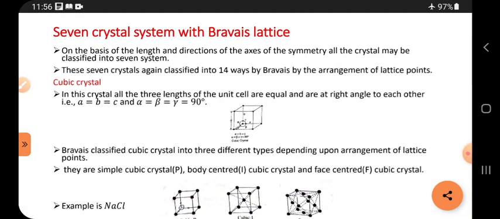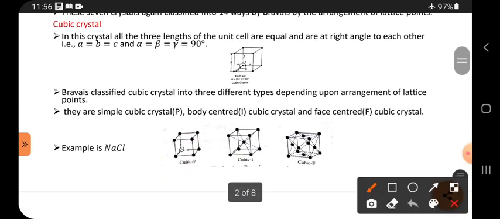And next, what he did: Bravais classified the cubic crystal into three different types depending upon the arrangement of the lattice points. Here, the scientist Bravais classified the cubic crystal, only the cubic crystal, into three types. So what are those three types? See here, the first is the simple cubic crystal.